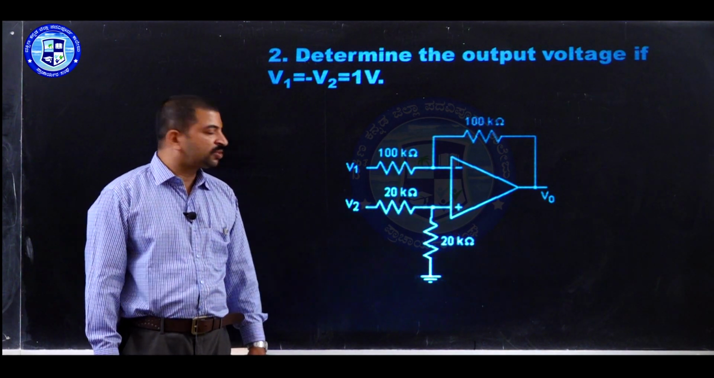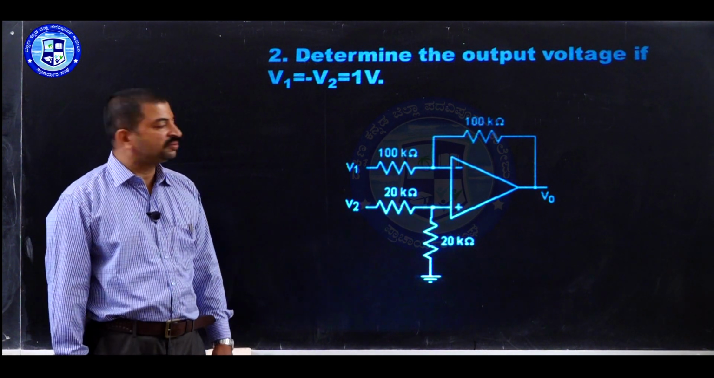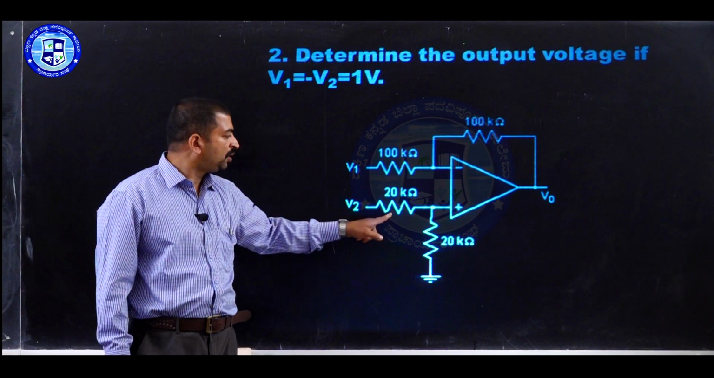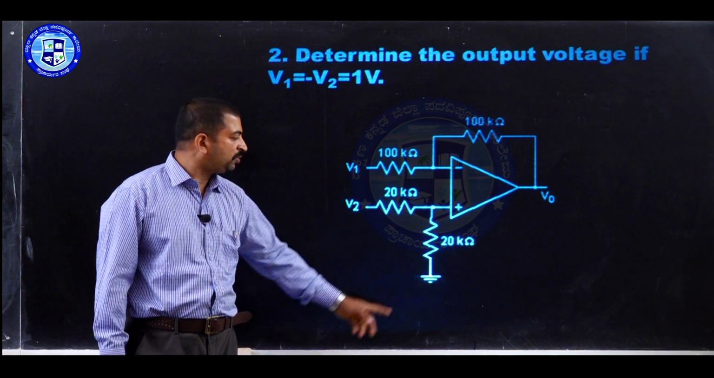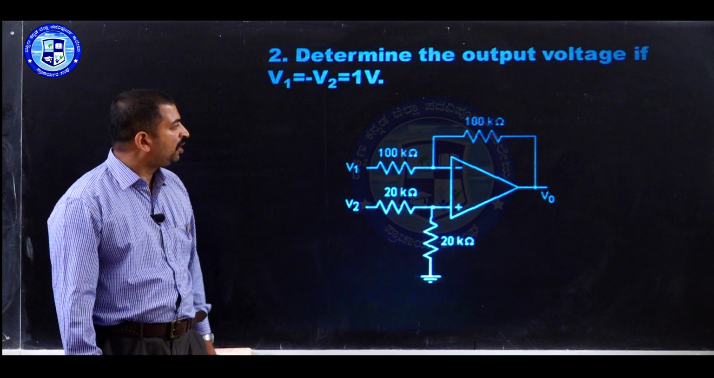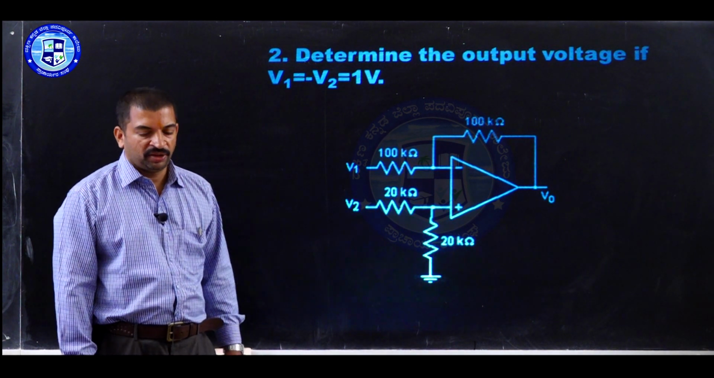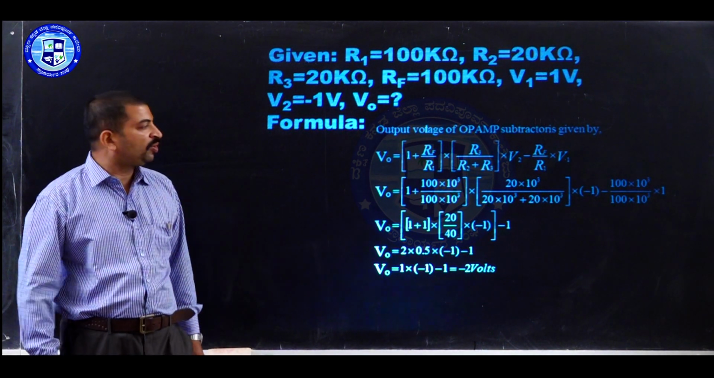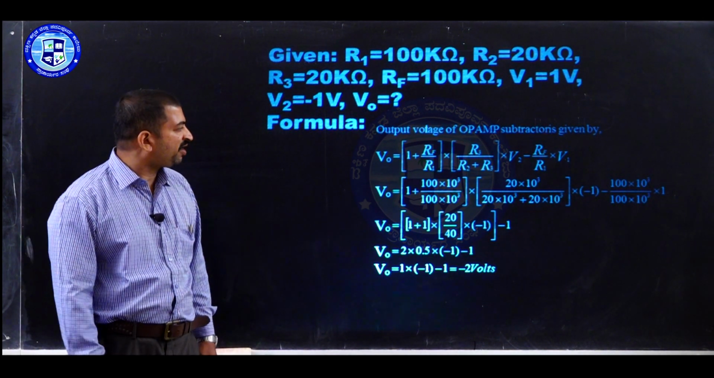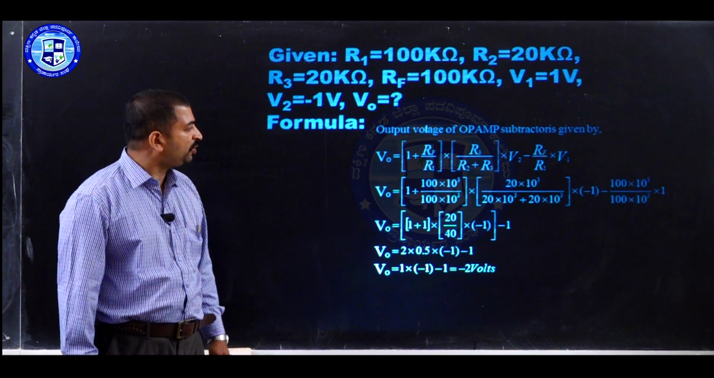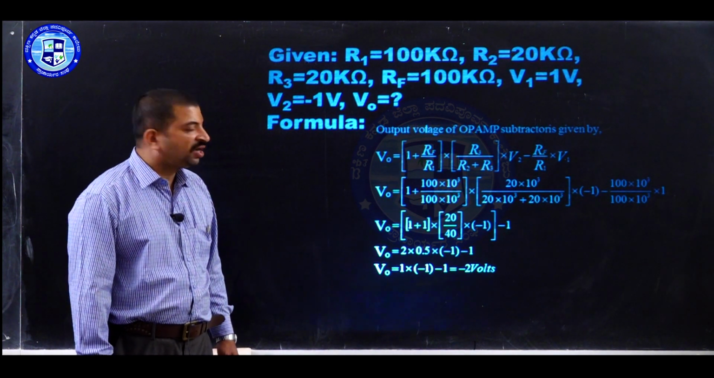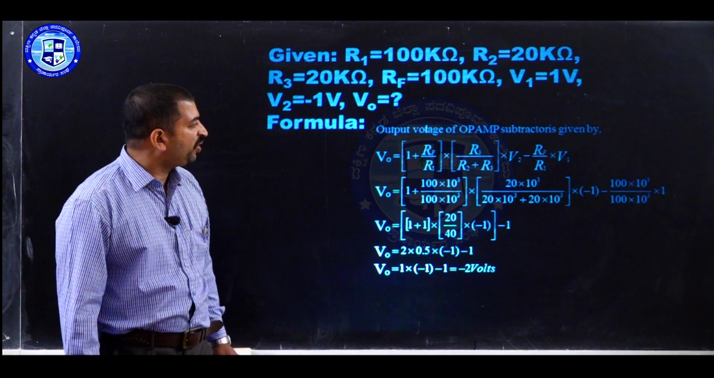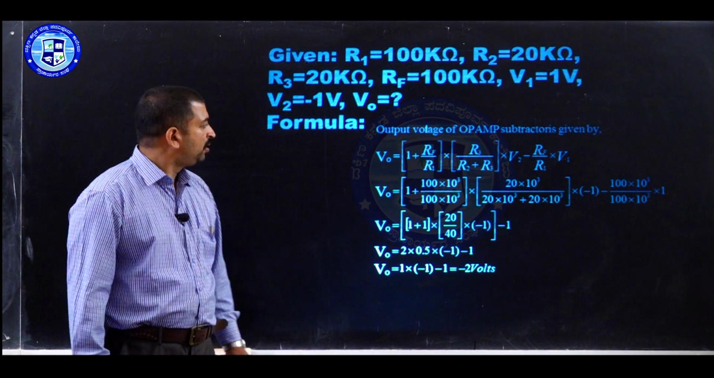The next problem: determine the output voltage if V1 equals minus V2, that's equal to 1 volt. Here the circuit is the op-amp subtractor. They have given the input resistor R1 as 100 kilo ohm, R2 is 20 kilo ohm, R3 is 20 kilo ohm, RF is 100 kilo ohm. Now the output voltage of the op-amp subtractor is given by the formula VO equals 1 plus RF by R1 into R3 divided by R2 plus R3 into V2 minus RF by R1 into V1.